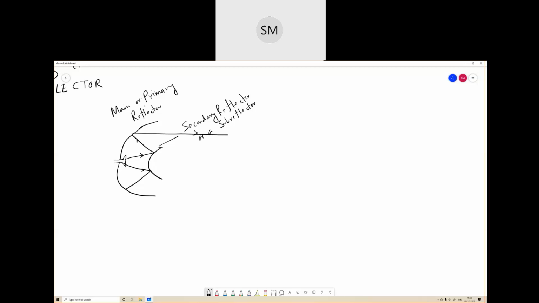This is called the Cassegrain feed. Exactly right, you are absolutely correct. It has actually come from the Cassegrain telescope. So you are right, the principle is the same.